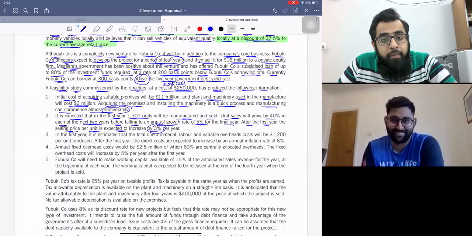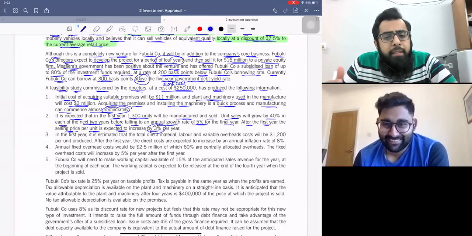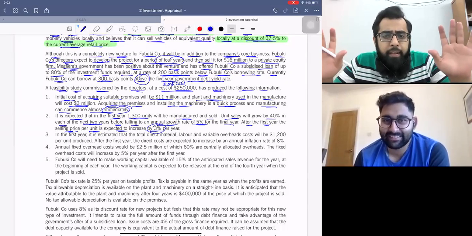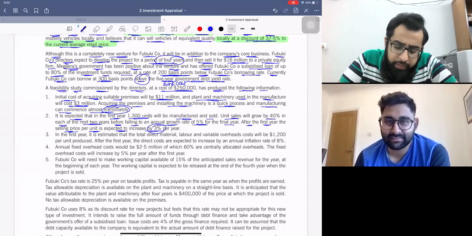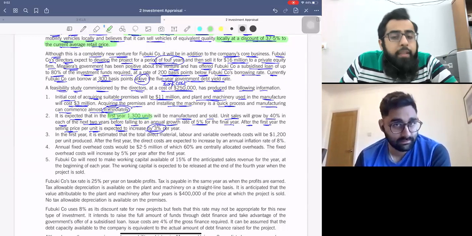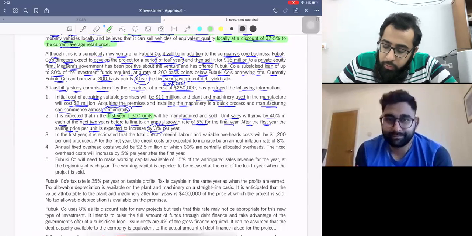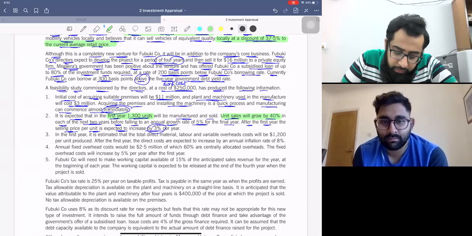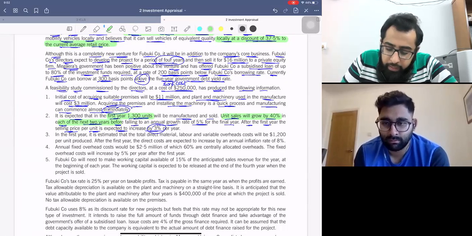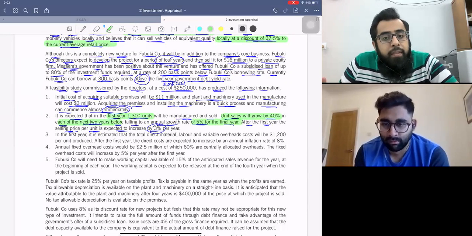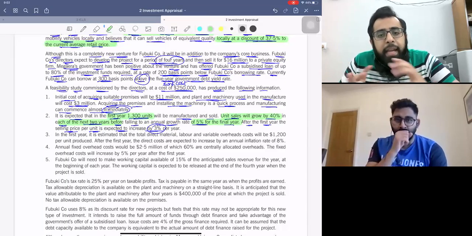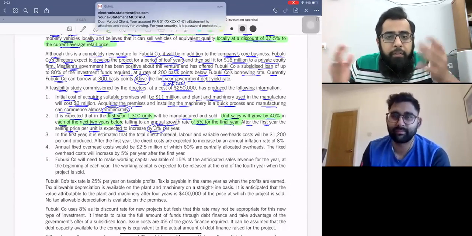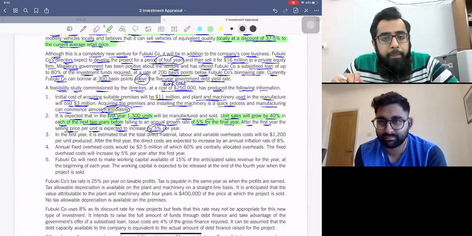What is going on? Basically, when you start solving them, that is the scattered data. Basically, it is stated that in the first year, the units will be 1,300. The unit sales will grow by 40% in each of the next 2 years, and then 5% in the final year, because it's a 4-year project. Now, this is not difficult data. It is only scattered data. When you start gathering it, you will get it.